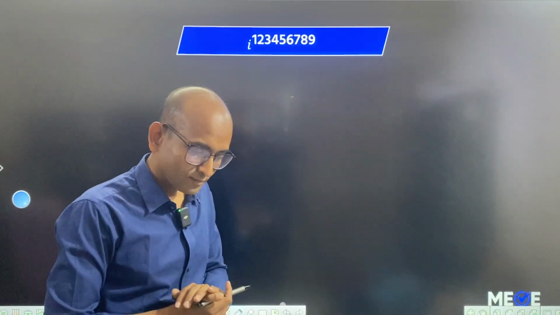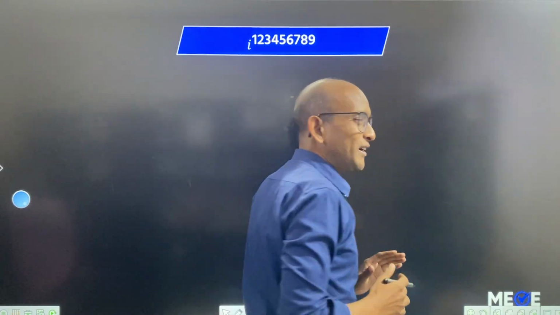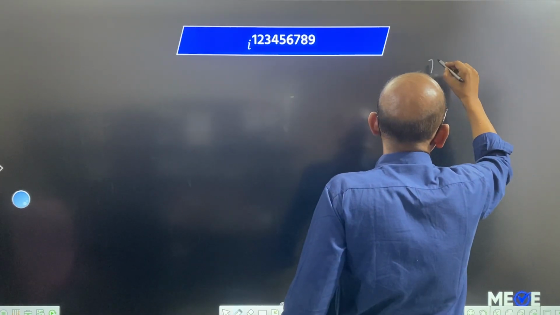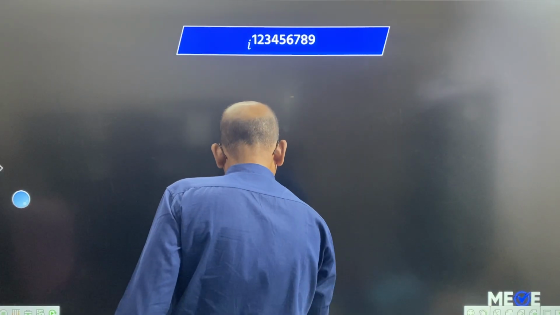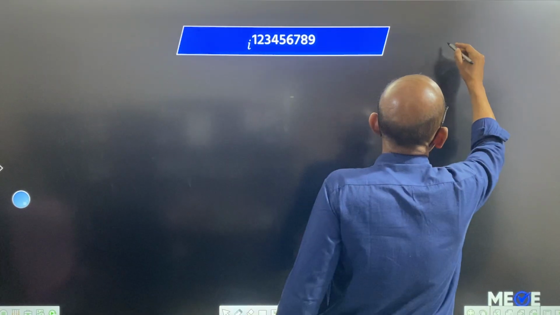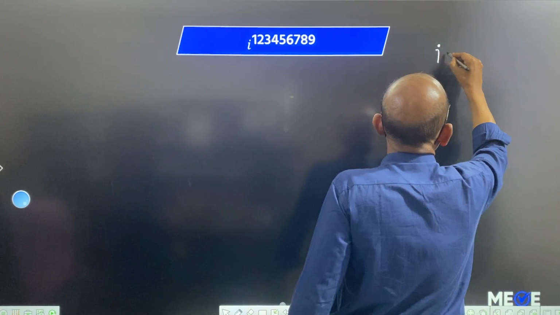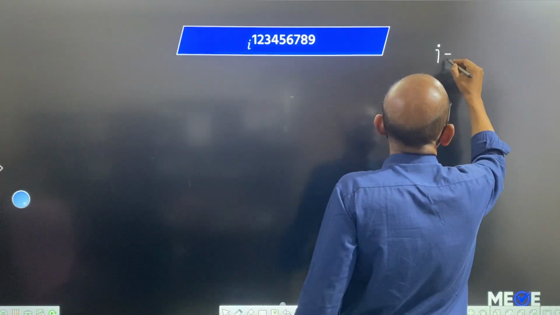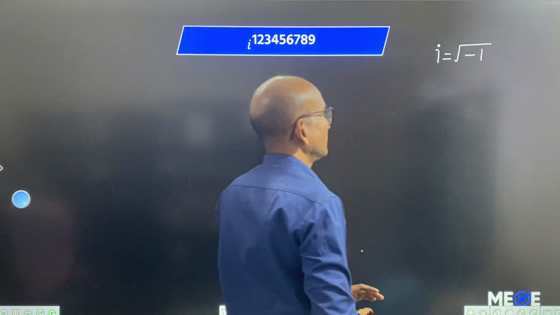Today we'll discuss the complex number system and the powers, the exponents of i. Do you know what i is? Of course you know. Let's write it on the right hand side of the board. i is defined as root over minus 1. So this is the definition of i.